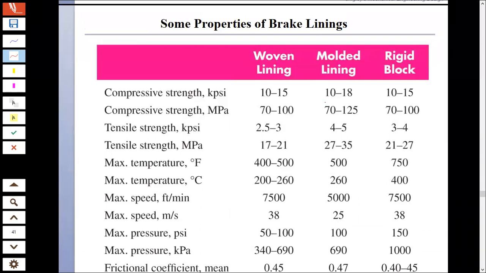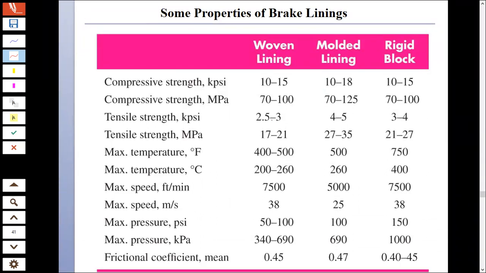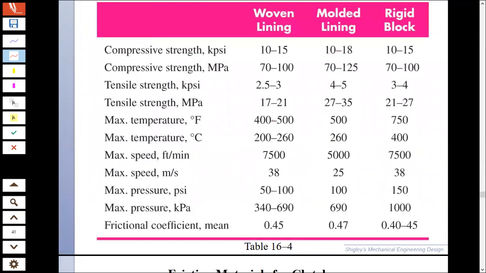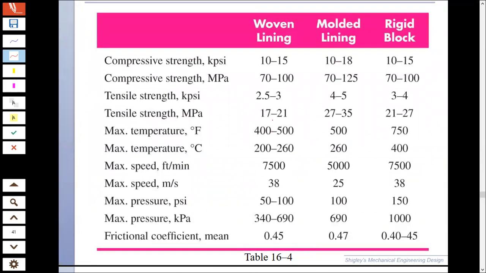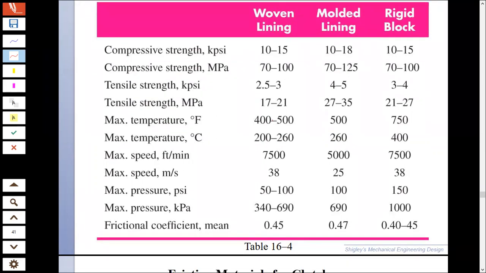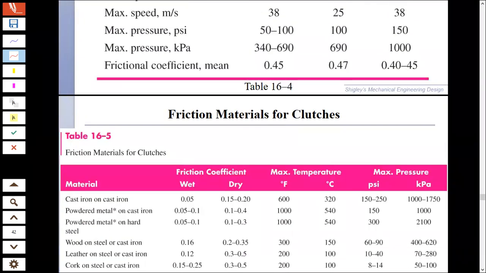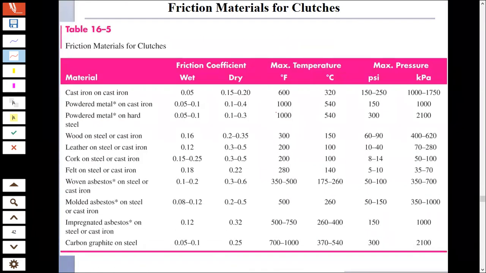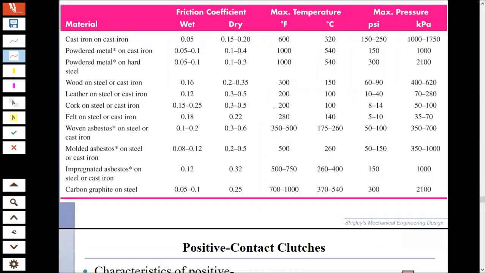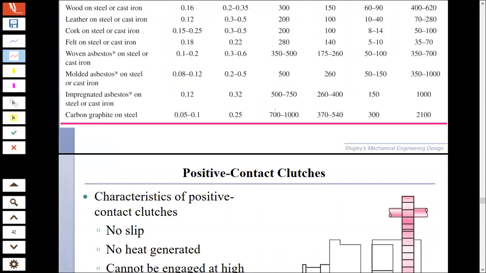And again, some properties of braking lining for different materials, for example woven lining, molded lining, and rigid blocks. These are given to you. What is the compressive strength, the tensile strength, the maximum temperature, and all these are listed in table 16-4. Frictional materials for clutches are listed in table 16-5 with all the properties that you would need for design.